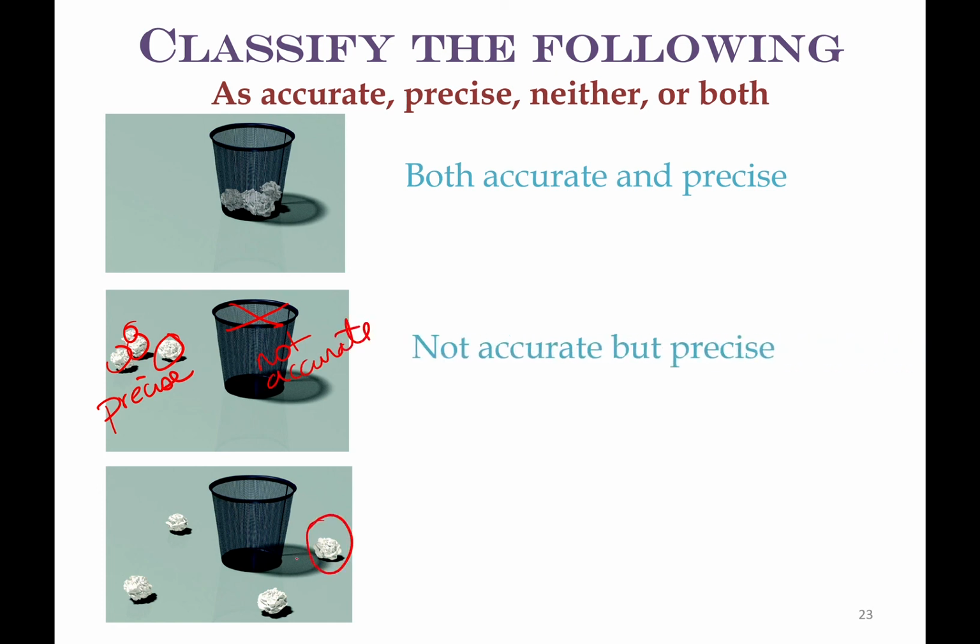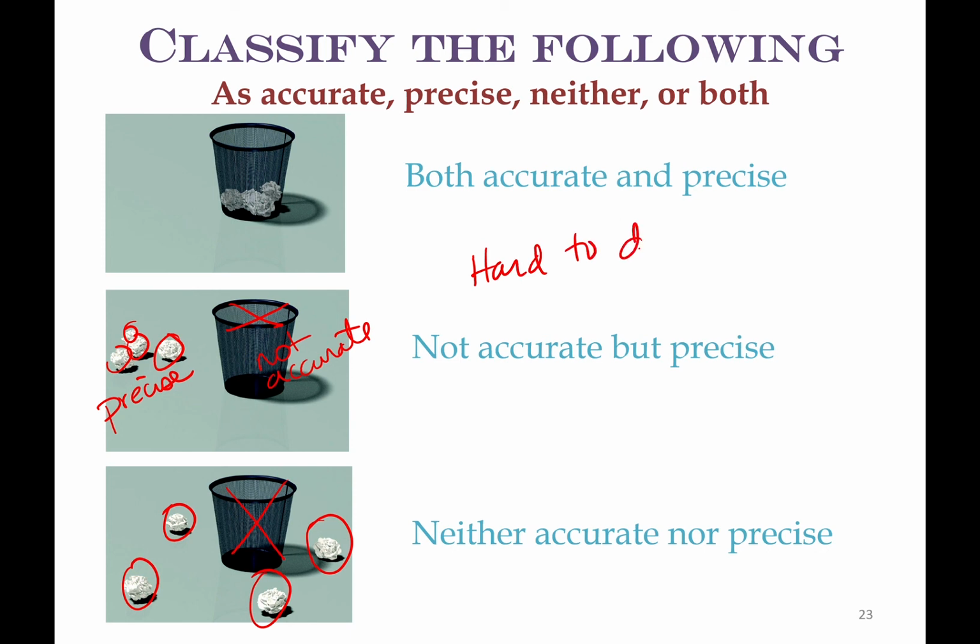And this one, these are not close together at all. They're spread out and none of them are in the trash can. So this is neither accurate nor precise. Since they're all far around it, they're not considered to be precise. So it's very difficult to be accurate but not precise. It's hard to determine if something is accurate but not precise.